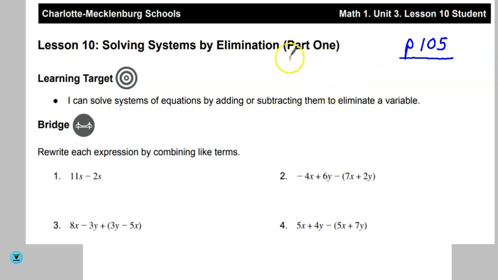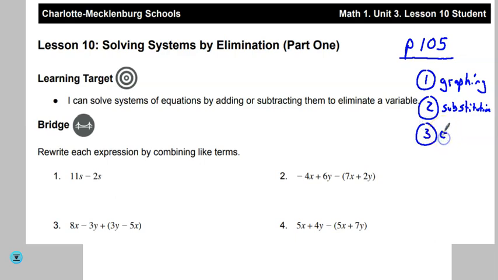All right. So today we're going to be talking about the third. So a couple days ago or last week we talked about solving with graphing. So that's one method. And then the last lesson was about substitution. And today is your third and final method called elimination.